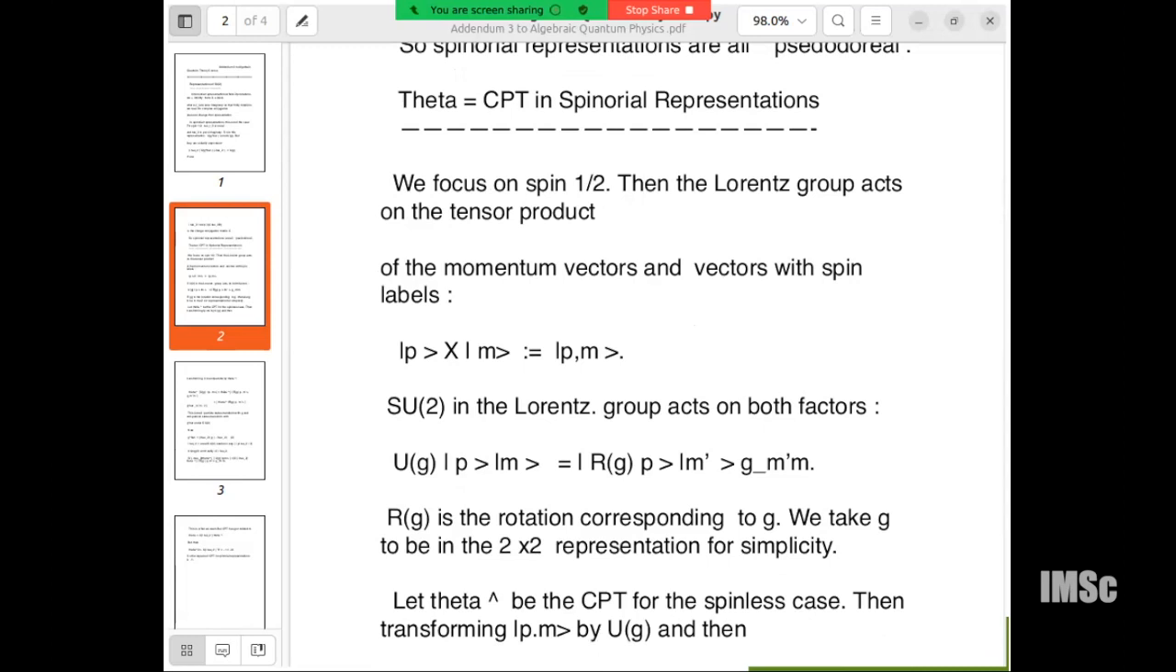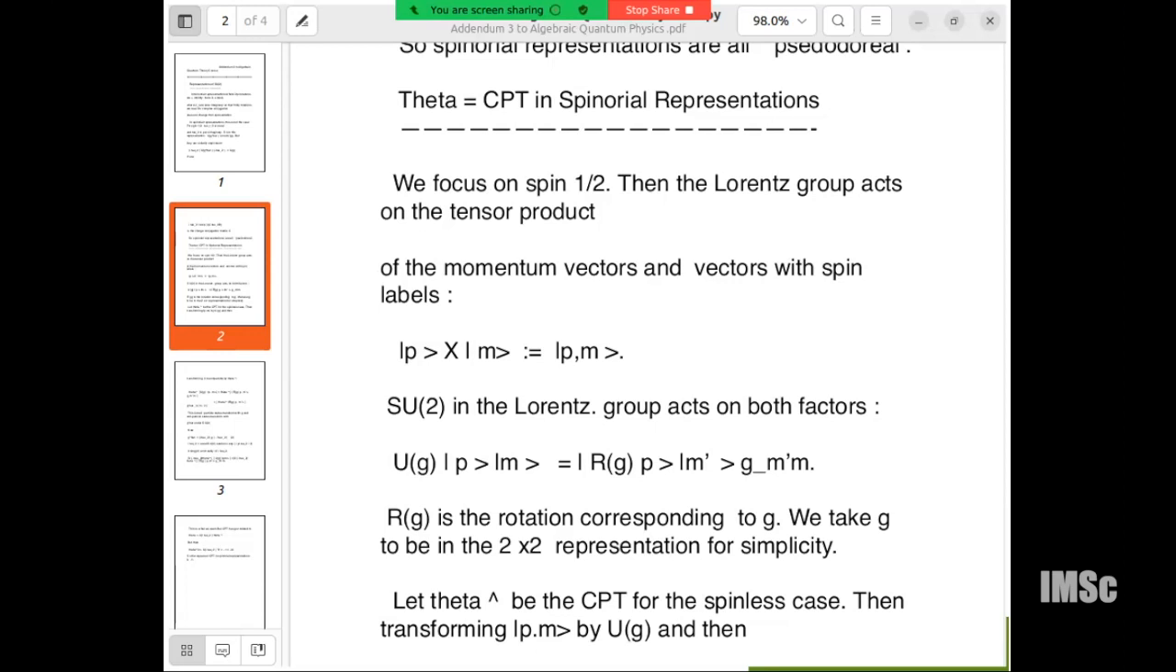So, if I take U(g) in the canonical way and act on it on p tensor, it will transform p by the regular rotation. You take the homomorphism R to SO(3), so this is the equivalent in SO(3), and it will rotate p. And it will act on the second index by some matrix, say 2 by 2, g prime. I take the two-dimensional representation for simplicity.